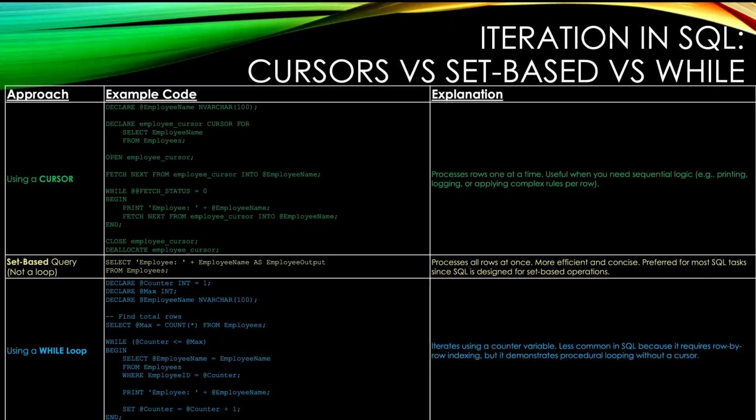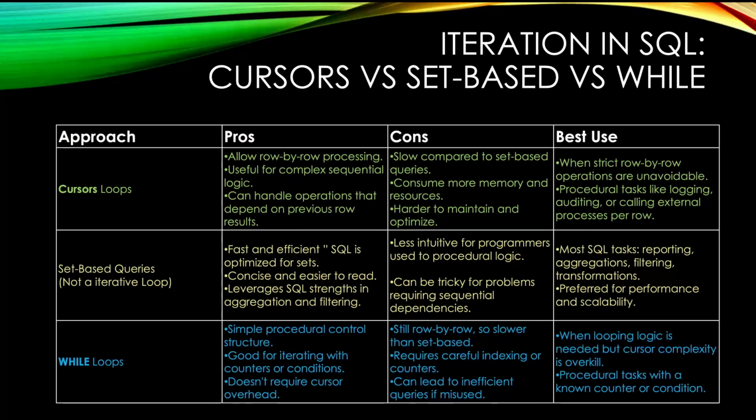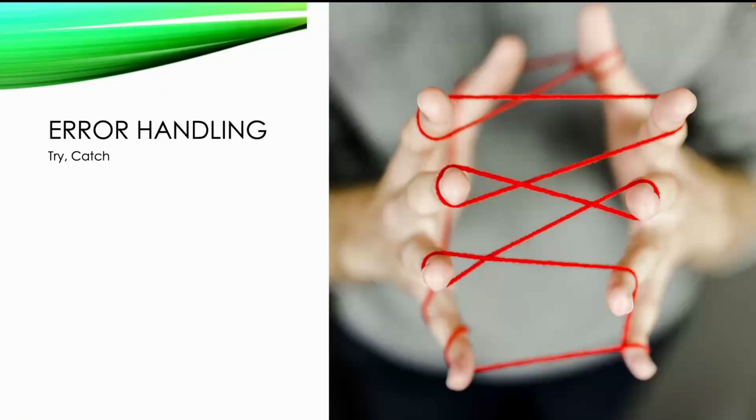I don't want to downplay cursors, but with while loops and set-based queries, 99.9999% of the time, that's what you're going to want to use, okay? All right, here is the comparison. You've got some pros and cons and best use cases for when to use them. I think we've already hit on these as we've gone through, so I'm not going to bang on them too long. All right, so let's talk about error handling.